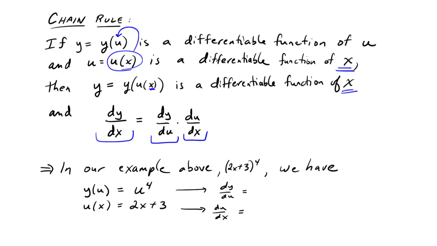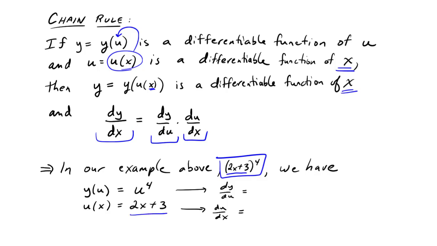From our example, we were looking at the function (2x plus 3) to the fourth. So let's structure that as described in the chain rule. The y of u here would be u to the fourth. That's this outer function that is taking something, in this case 2x plus 3, to the fourth, but we're going to let that something be u. So y of u is u to the fourth, and u of x is that something inside, that's the 2x plus 3.